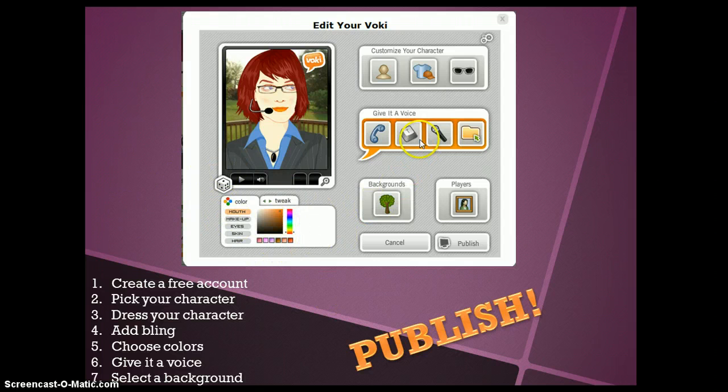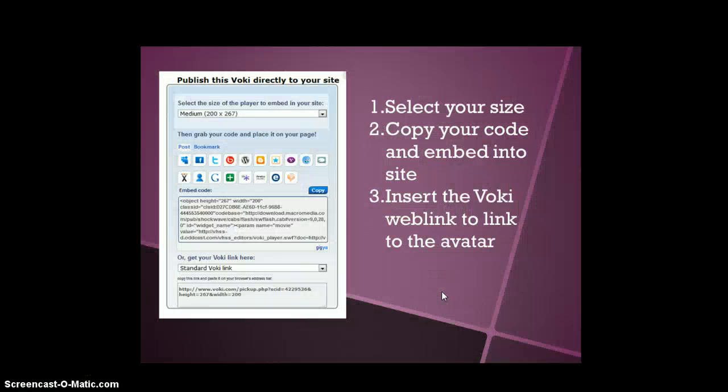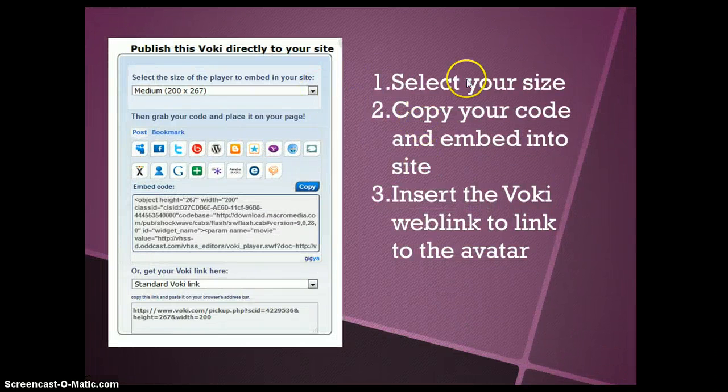Most importantly, give it a voice. You can either record your own voice or you can type in the text that you want Voki to speak and their voice will speak it for you. Of course, we can't forget a background and a different type of media player around the Voki. And then last but not least, publish it. Once you publish it, you can select your size. I normally just go with the default medium size.